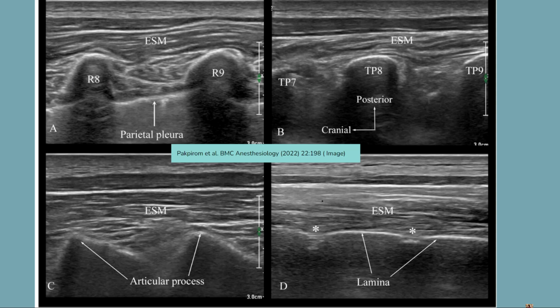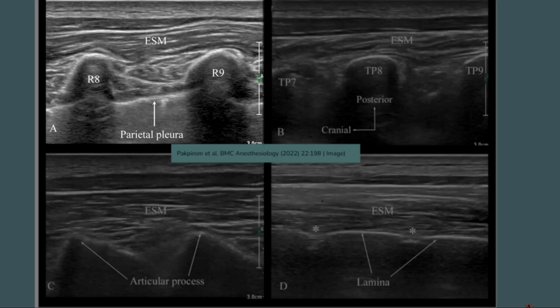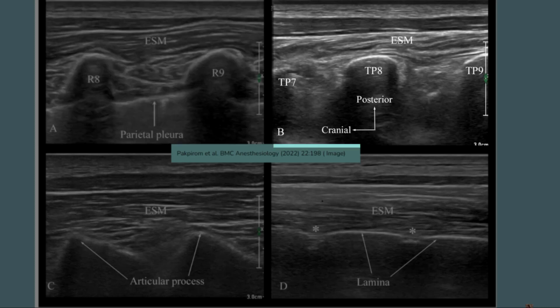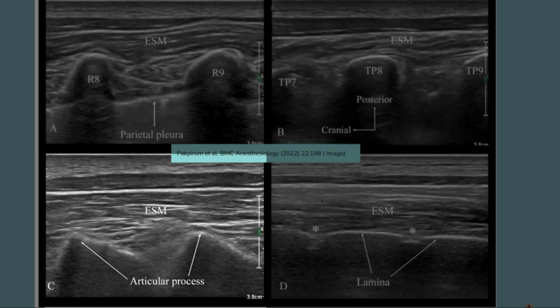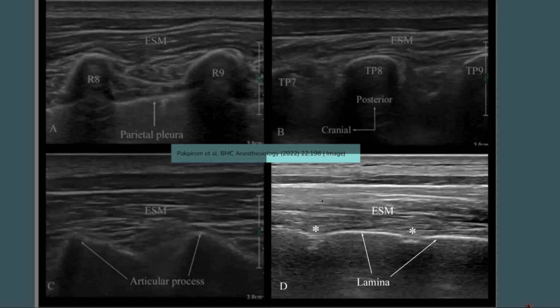So on the top left here, we have the ribs with muscles overlying. Then as you become more medial, you get your transverse processes. Then you're getting the articular processes, and then if you come in even closer, and likely with a little bit of angulation on that probe medially to be perpendicular to the lamina, you will see that.